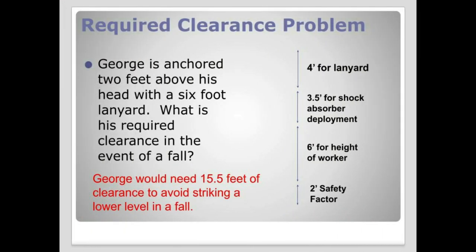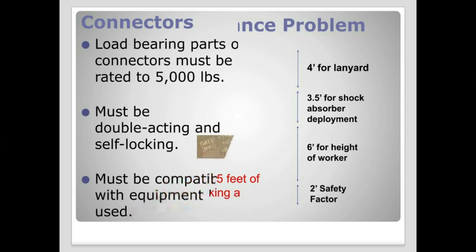Required clearance problem. George is anchored 2 feet above his head with a 6-foot lanyard. What is his required clearance in the event of a fall? George would need 15.5 feet of clearance to avoid striking a lower level in a fall. 4 feet for lanyard, 3.5 feet for shock absorber deployment, 6 feet for height of worker, 2 feet safety factor.